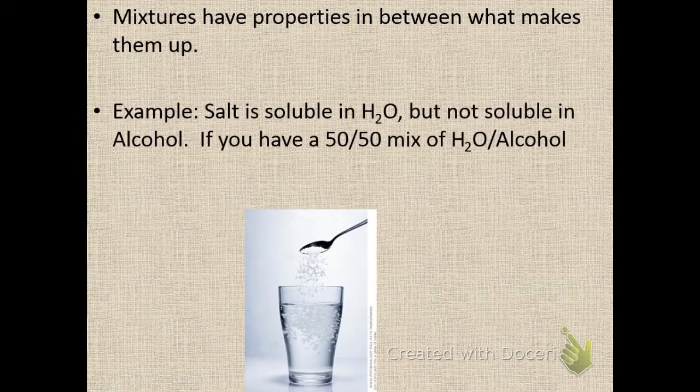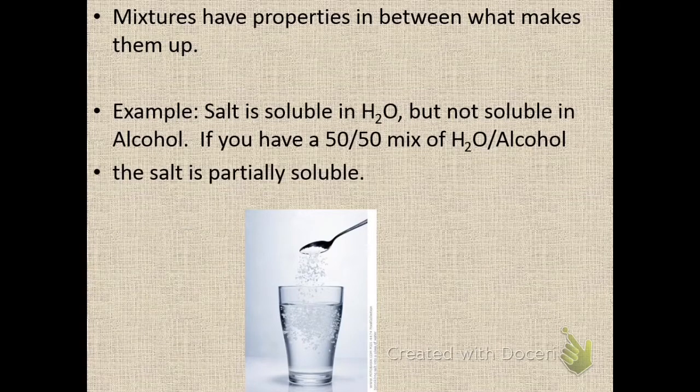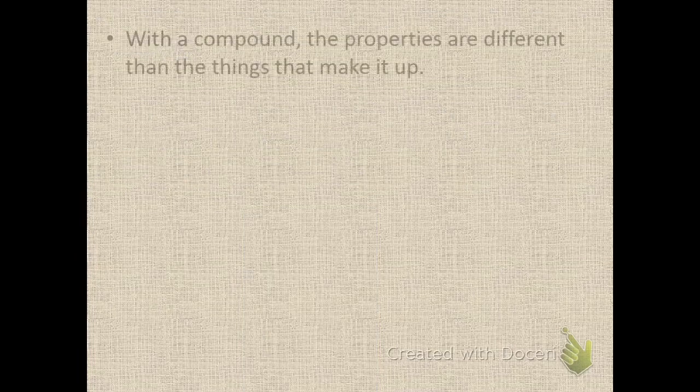Mixtures tend to have properties that are in between the things that make it up. So for example, you can dissolve salt in water, but you can't dissolve salt in alcohol. So if you have a 50-50 mix of water and alcohol, some of the salt will dissolve. It's partially soluble. It's somewhere in between because it's a mixture of two different things.